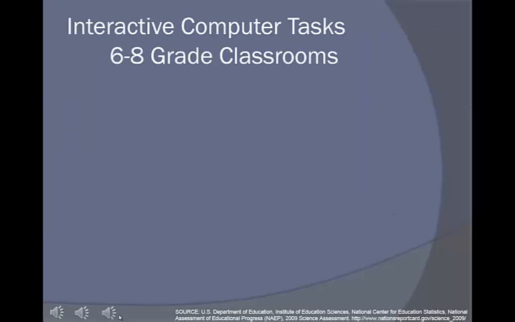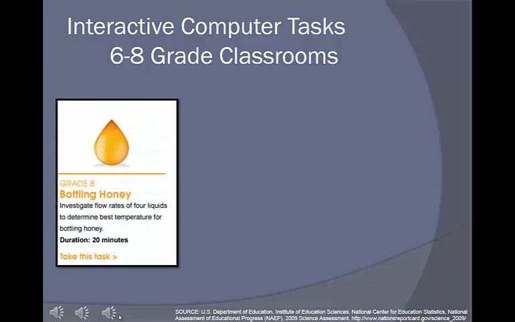A set of 3 computer-based labs have been designed for 6th through 8th grade classrooms. The first task, and the one we will walk through later in this presentation, is titled Bottling Honey. In this lab, students are asked to investigate flow rates of 4 liquids to determine the best temperatures for bottling honey.